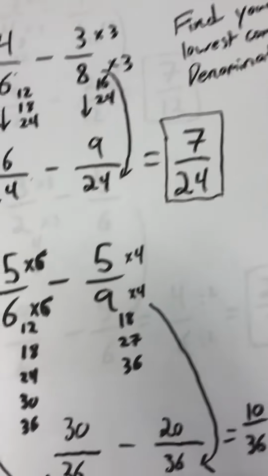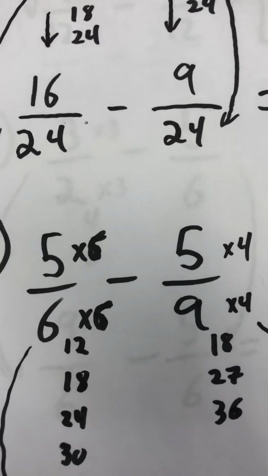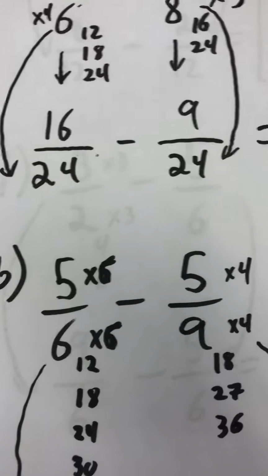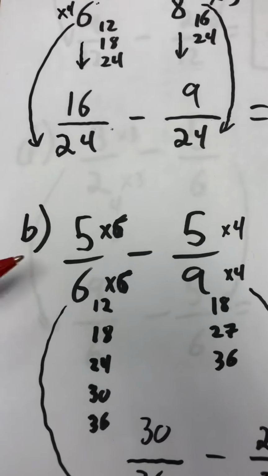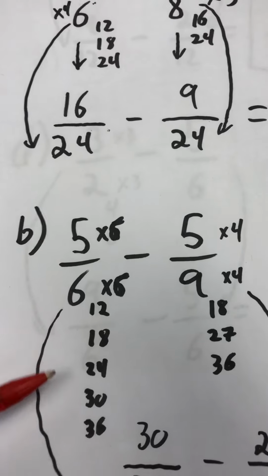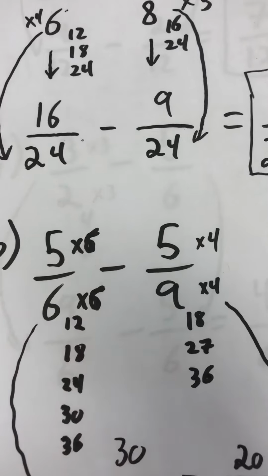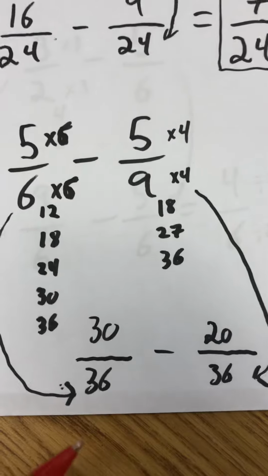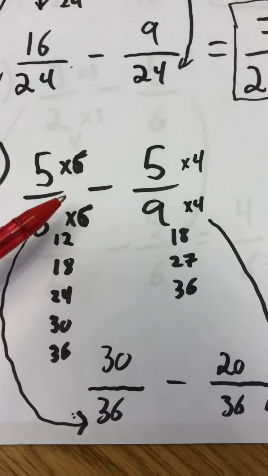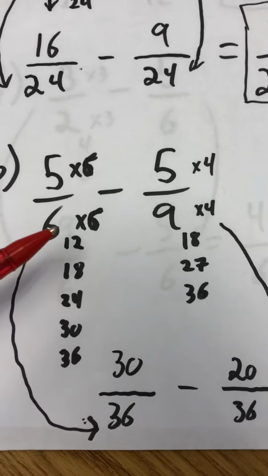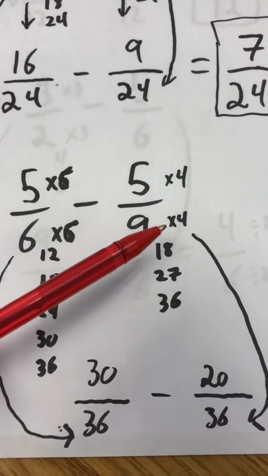Moving down to B. We have 5 out of 6, subtract a 5 out of 9. So once again, we don't have a common denominator yet. That is what we have to find. So we go 6, 12, 18, 24, 30, 36, 9, 18, 27, 36. There is our new common denominator. So with that, to get from 6 to 36, we multiplied by 6. To get to 9 to 36, we multiplied by 4.